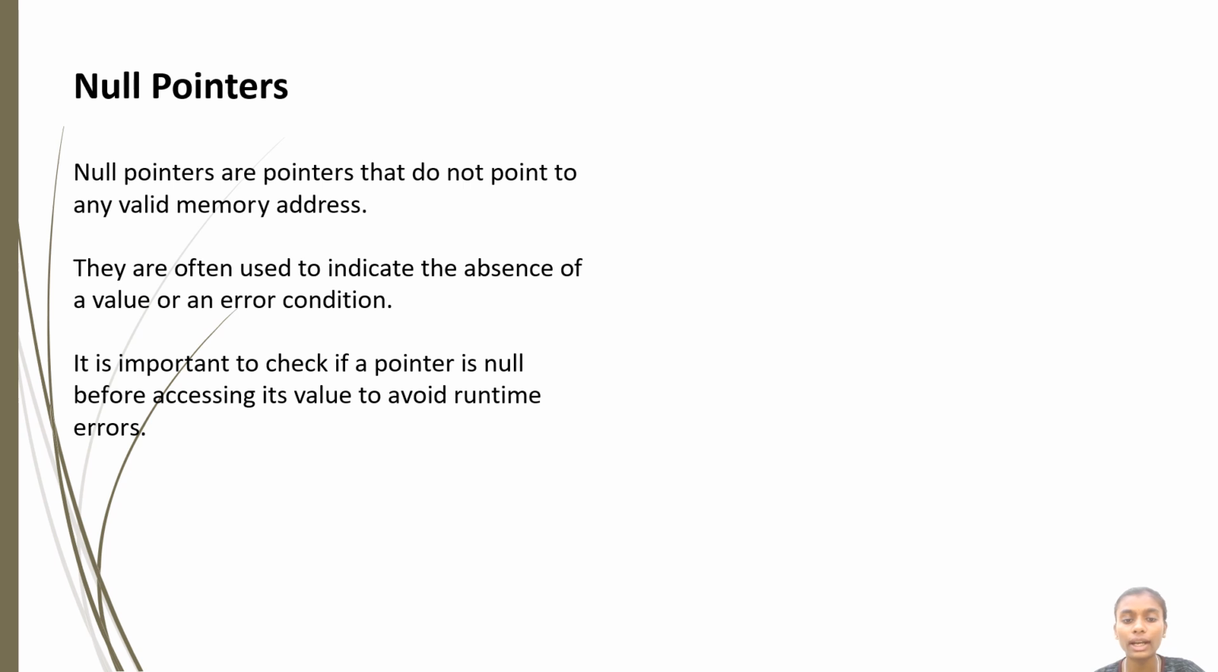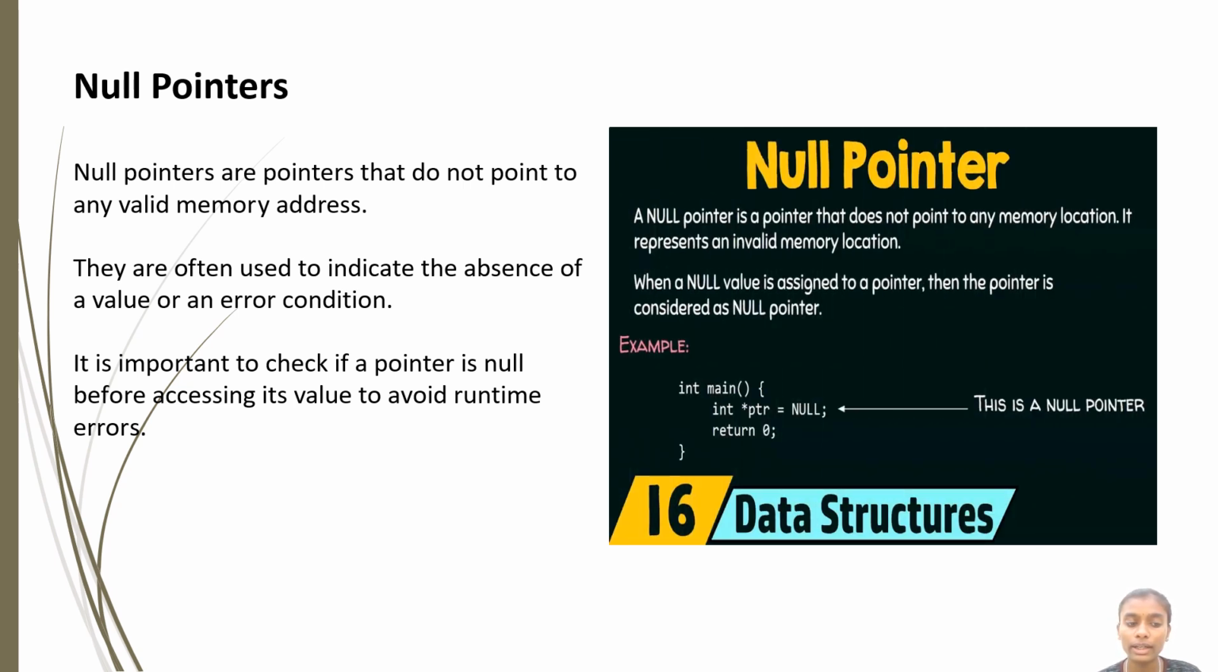What are null pointers? Null pointers are also known as null references. A null reference is a value reserved for indicating that the pointer or reference does not refer to a valid object. Null pointers are pointers that do not point to any valid memory address. They are often used to indicate the absence of a value or an error condition. It is important to check if a pointer is null before accessing its value to avoid runtime errors.